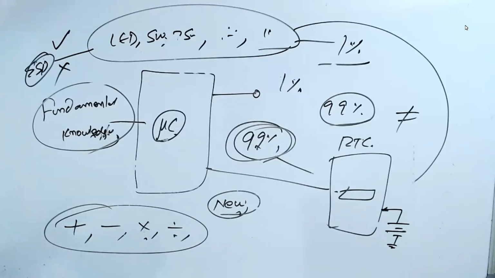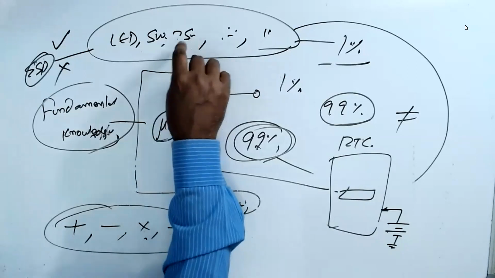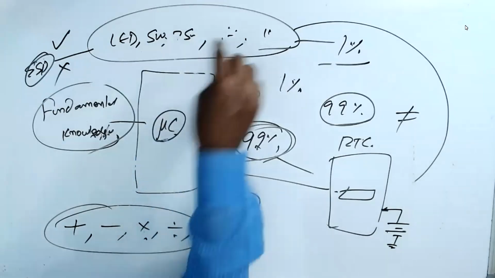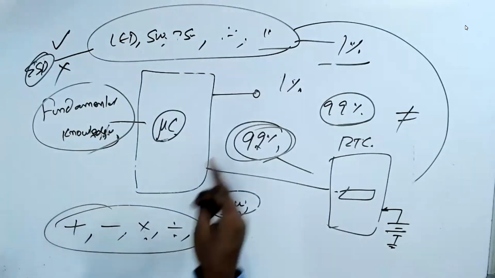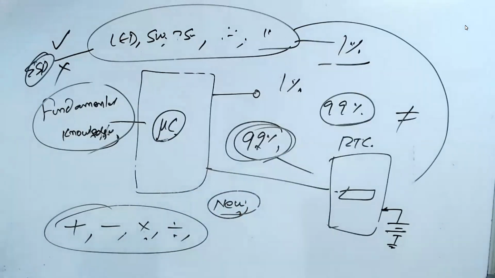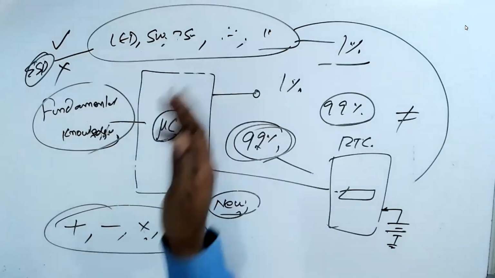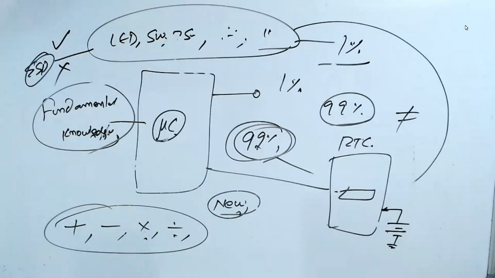Correct, you are perfectly right. That is what I'm telling. See, somebody may have 5 years of experience on this LED switch, everything. That is worth zero because only 1% is needed. No company bothered about this. Understand now? You should know how to use it.